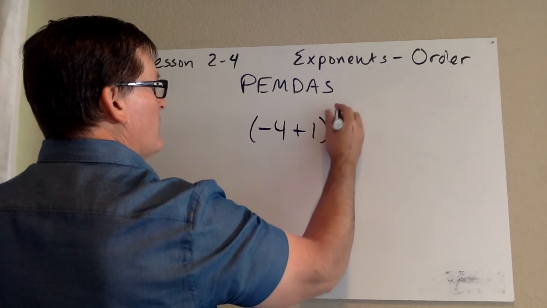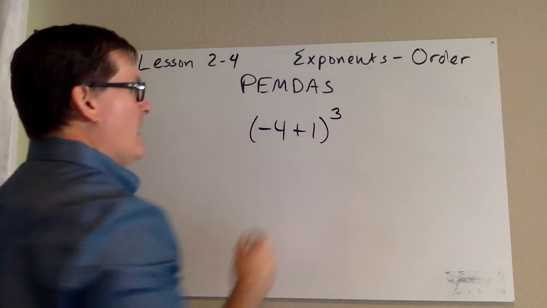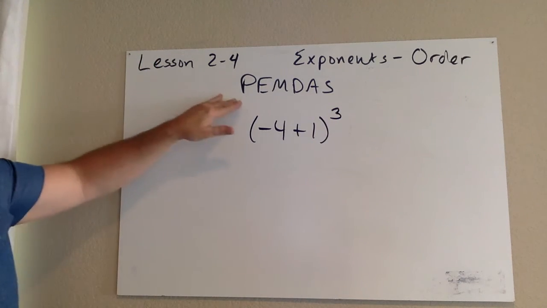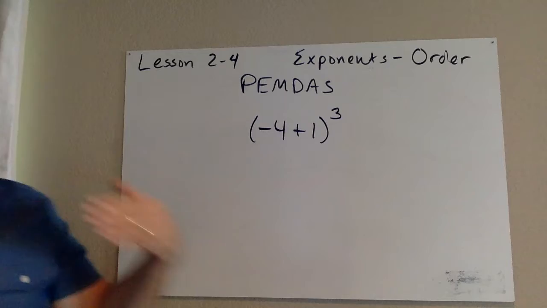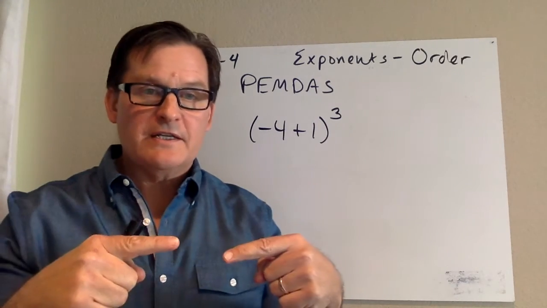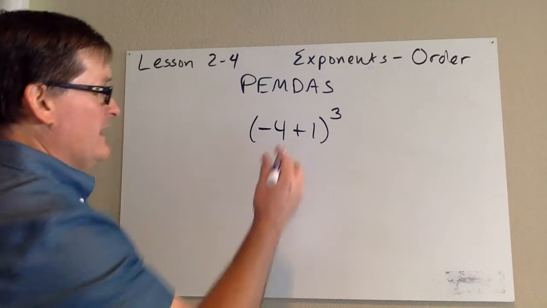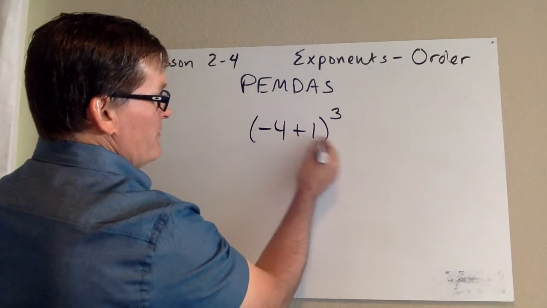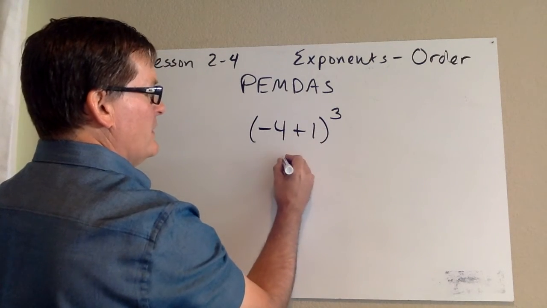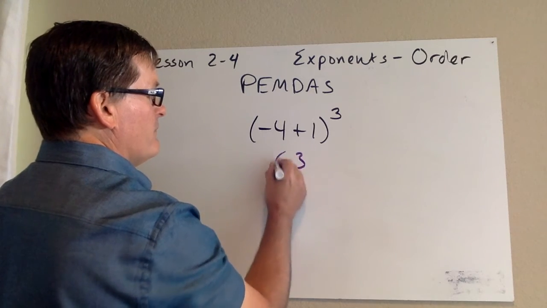Negative 4 plus 1, we're going to raise this one to the third power. Again, I have parentheses. Parentheses always tell me, do what's in here first. Take care of that before you do anything else. So I take negative 4 plus 1. I've already reviewed the rules for this. We know that it's a negative 3.